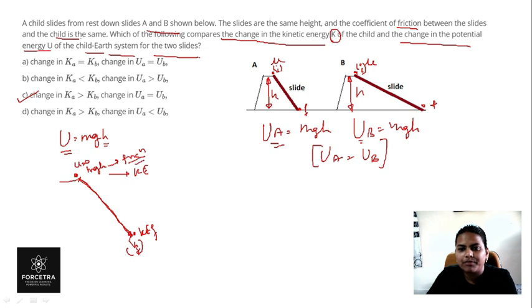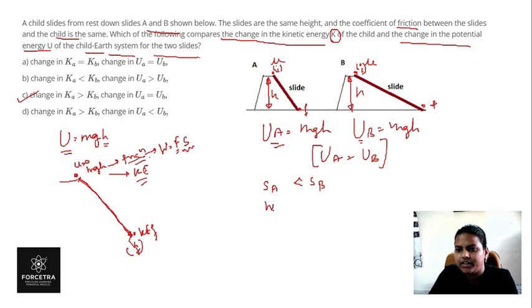So which have more friction would have less kinetic energy at the end and which have less friction would have greater kinetic energy at the end. And the work due to friction would be equal to F into S. Because the friction force is same in both the cases, because the coefficient is same in both the cases, only the distance is changing. The distance it is covering, this is less and this is greater. So in the case of A, the distance is less than the distance of B.